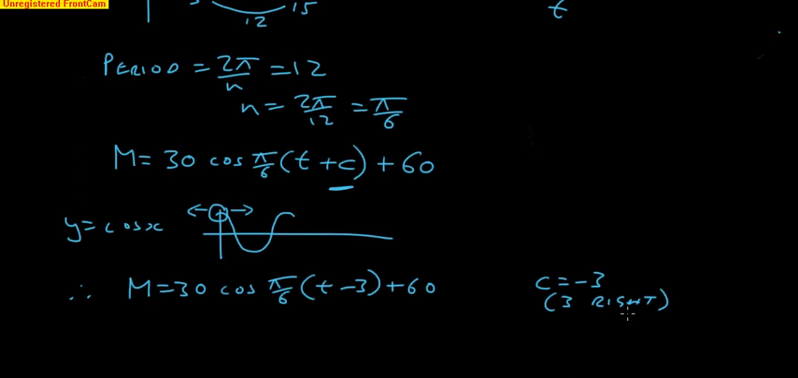You could write this plenty of other ways. I'll just do one variation on that. You could have 30 cos (pi on 6 t plus 9) plus 60, and that would be a translation of 9 to the left, and then 9 left and 3 right have a gap between them of 12, which is the period. So that would give you the same picture.